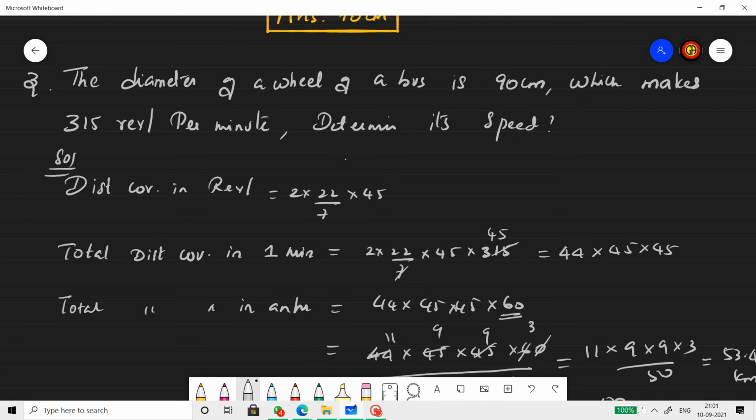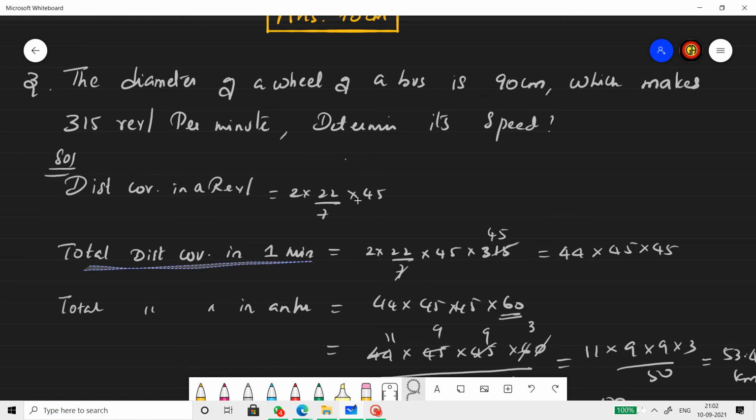Third question. The diameter of the wheel of a bus is 90 centimeter, which makes 315 revolutions per minute. Determine its speed. Now, distance covered in a revolution is equal to the perimeter of the wheel, which is 2 pi r. Diameter is given as 90, so radius is 45. So distance covered in one revolution is equal to 2 into 22 by 7 into 45.